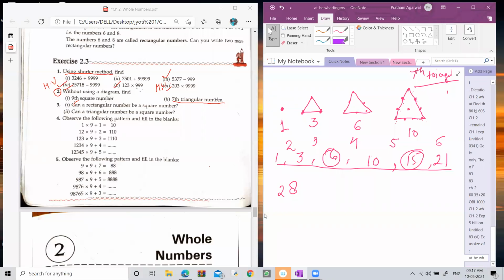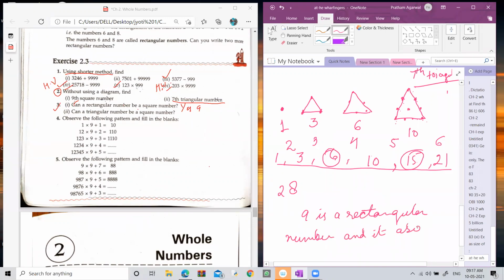Now let's come to the next one. Come to question number 3. Can a rectangular number be a square number? So yes, it is asking whether a rectangular number can be a square number. So the answer is yes. 9 is a rectangular number, and it is also a square number.